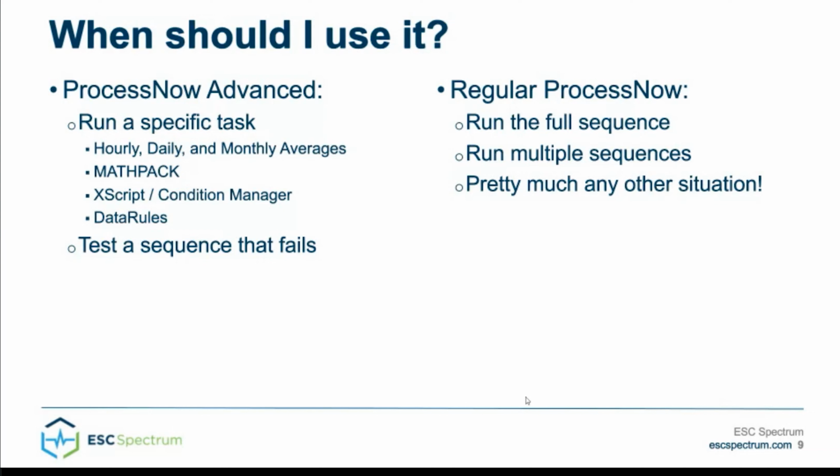I recently worked with a customer who had some missing time online data, and every time their Process Now was running for about 8 units, it was failing on the UDR task. So every night at midnight, it would run. It would get about 20 minutes into the sequence, and it would fail. So instead of rerunning that sequence every time we were trying to fix the missing data, getting the parameter and time, fixing it, and then running it again, we were able to use Process Now Advanced to just run the UDR task, which only took about 2 minutes.